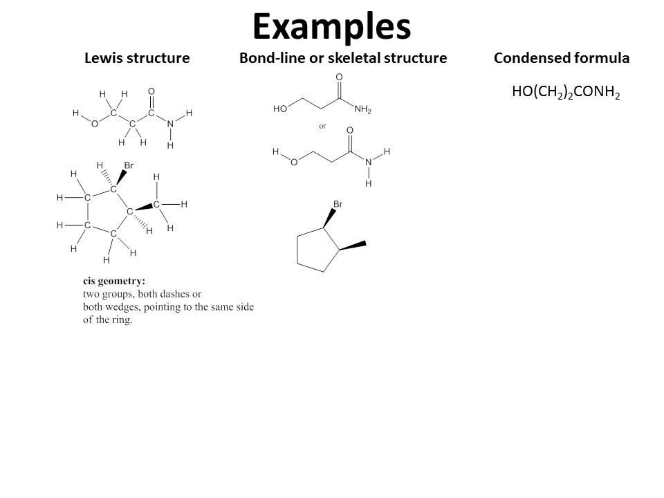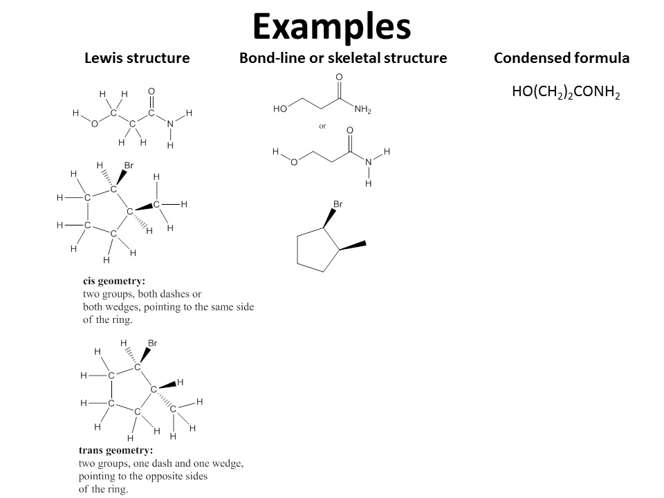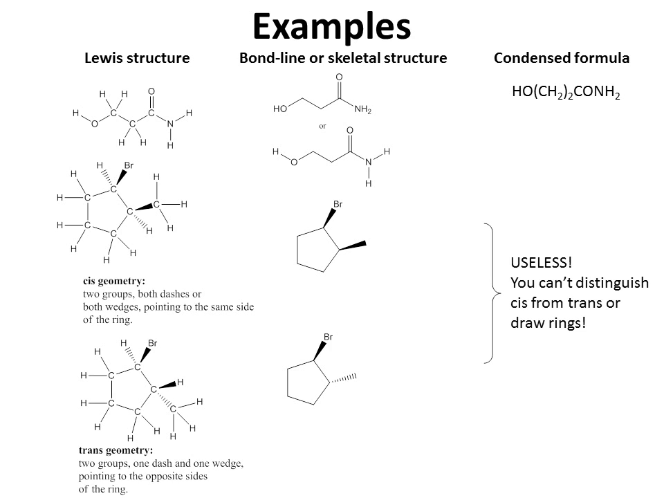And the bottom structure, you have the trans geometry. The two groups, the bromine and the CH3, are now pointing in opposite directions. The bromine is a wedge, so that's a bond coming towards you, and the carbon to CH3 bond is on a dash, so that's a carbon group going away from you. And the much simpler skeletal structure, again, shows that wedge and dash relationship, so you can still tell it's trans. Now note, with the condensed formulas, you cannot draw either the ring or represent cis and trans, so condensed formulas are useless for this type of structure. You can't use them.